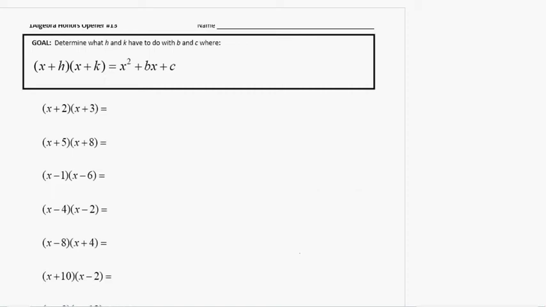Opener 13. Remember a prior example, we were looking at x plus h squared and how it related to b and c. And we found that b was the same as 2h and c was the same as h squared. And that's if you had the situation x plus h squared, or you could think of it as x plus h times x plus h.